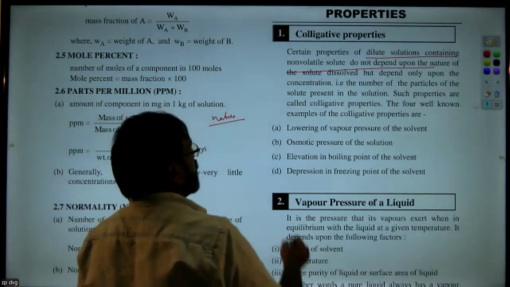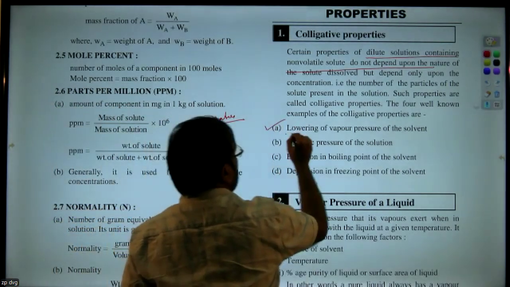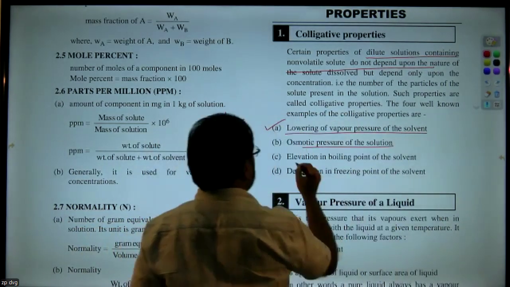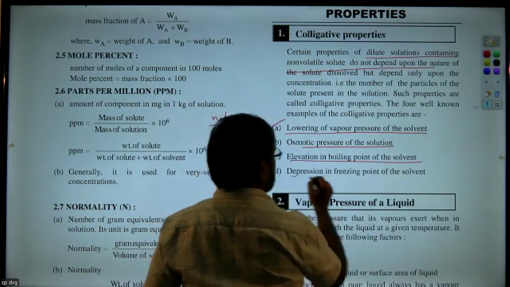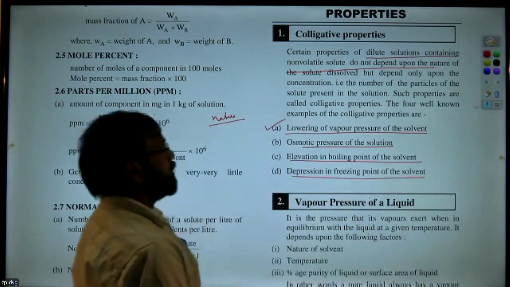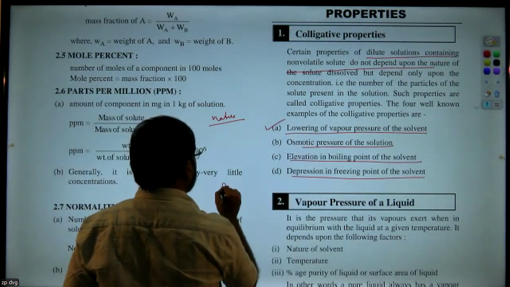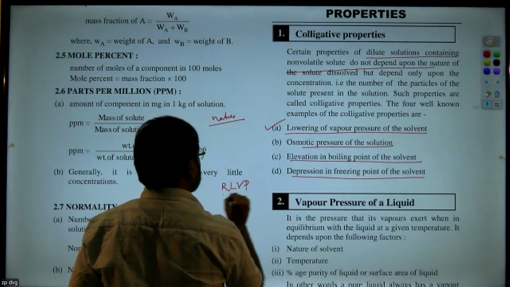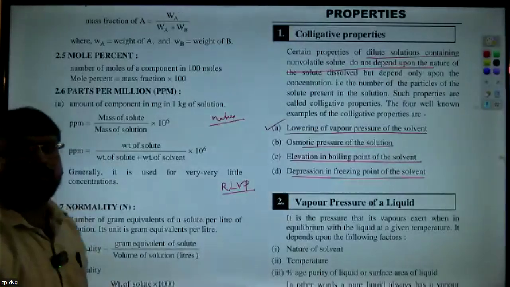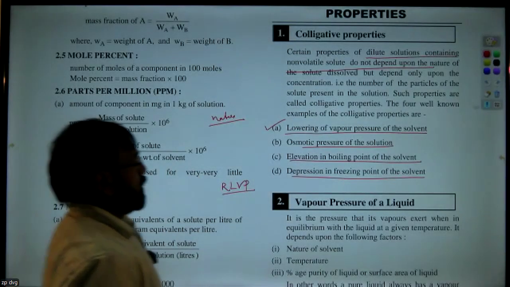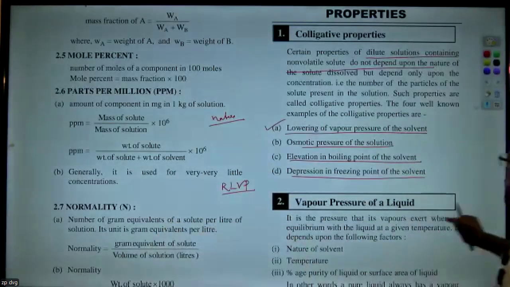Here we have colligative properties like lowering of vapor pressure of the solvent, osmotic pressure, elevation in boiling point, depression in freezing point. Next to lowering of vapor pressure, RLVP, relative lowering of vapor pressure. So these are examples of colligative properties.